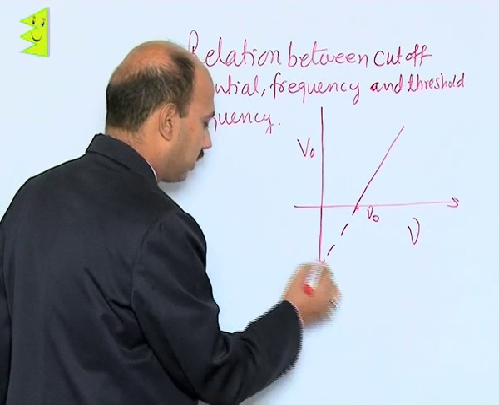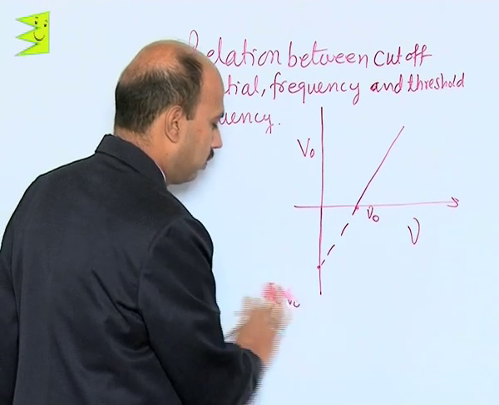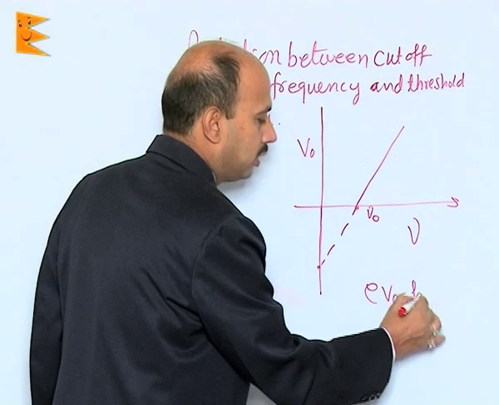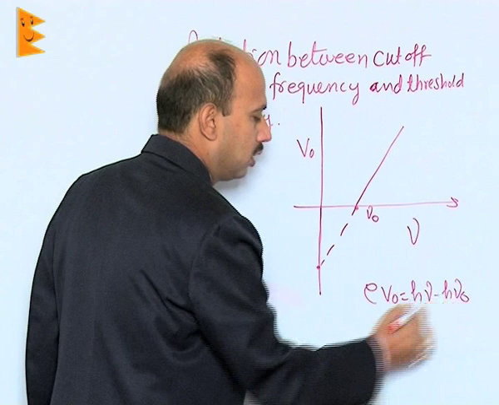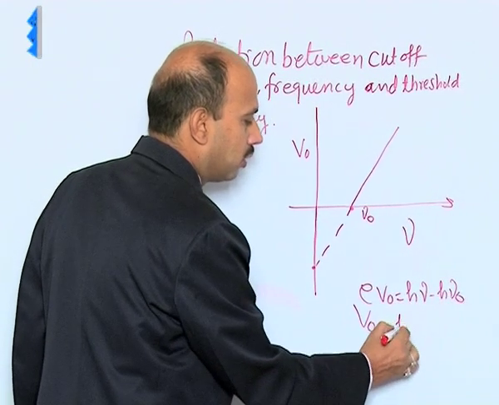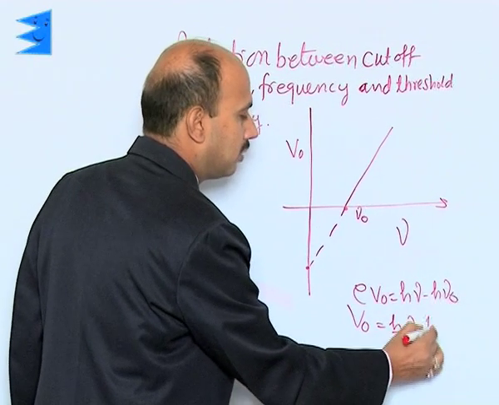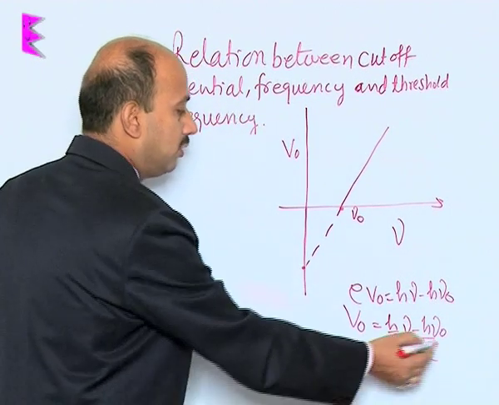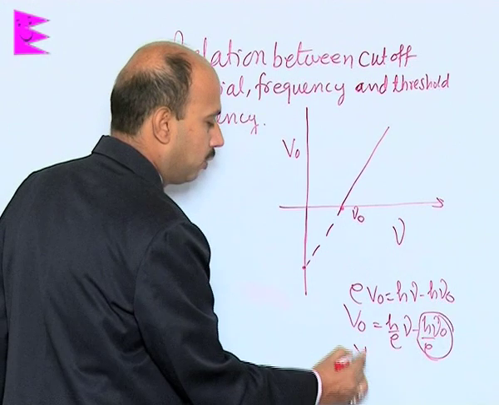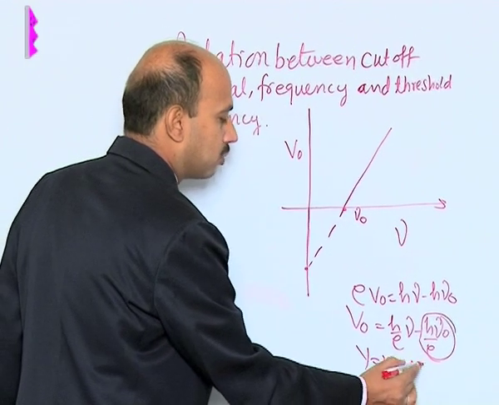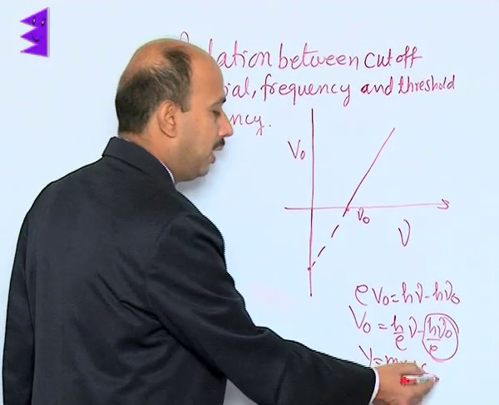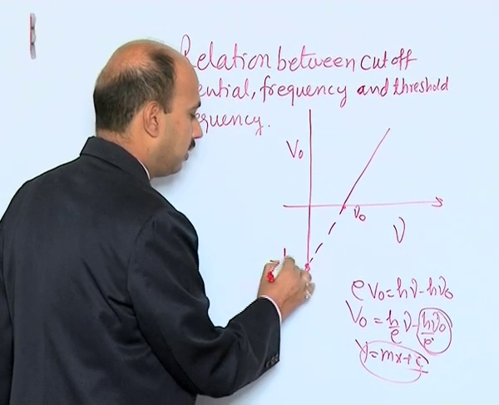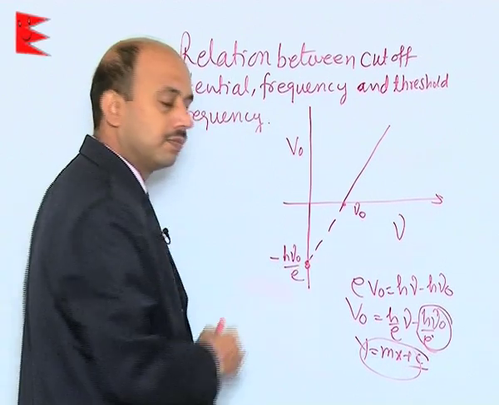We know the relation e V naught is equal to h nu minus h nu naught. So we can write V naught is equal to h by e nu minus h nu naught by e. So this is actually representing y is equal to m x plus c. By comparing with this equation, this point is representing here, this is minus h nu naught by e.